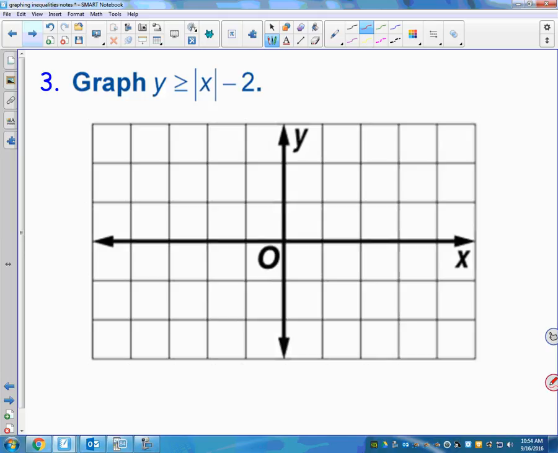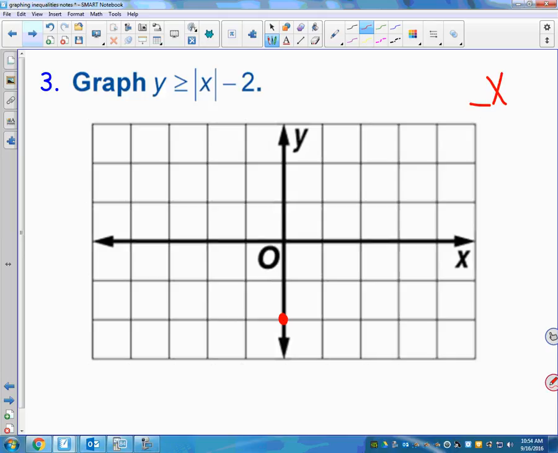So if I was doing this, I'm going to use the transformation. What does it mean if there's a minus 2 on the outside? Down 2. So instead of starting at 0, 0, it's going to start down here. I made it giant on here so that it would look bigger on here.